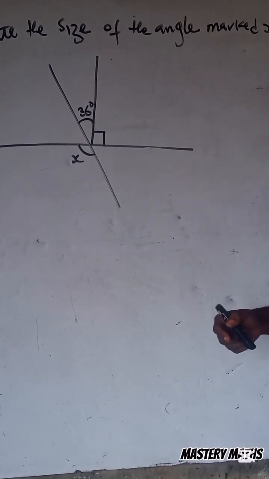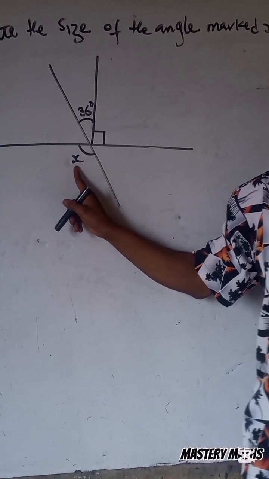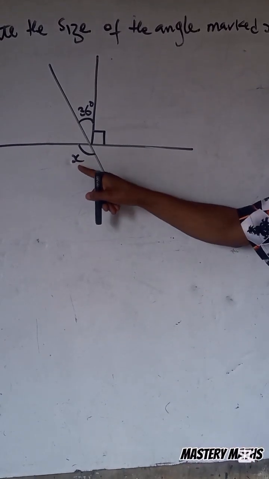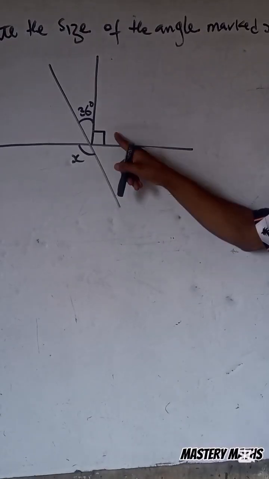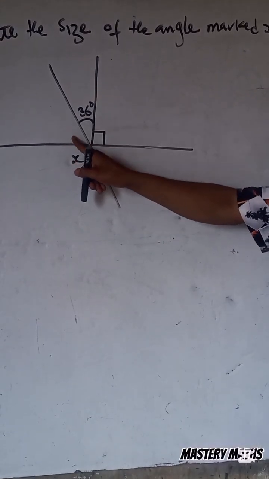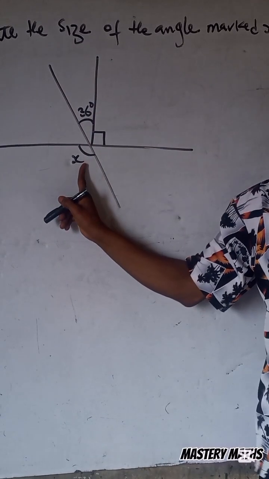Now, there comes the question: calculate the size of the angle marked X. We have to calculate this X. How do we find this X? In order to find X, first of all we need to solve for this side and this side. Anything we get here, we call it angle on a straight line, so that I can solve for this X.